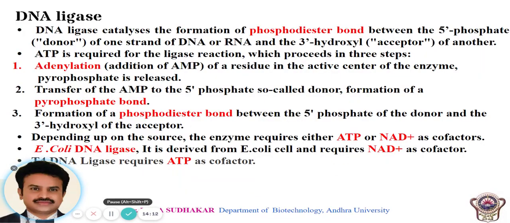The summary of DNA ligase. DNA ligase catalyzes the formation of a phosphodiester bond between the 5' phosphate of one strand of DNA or RNA and the 3' hydroxyl of another. ATP is required for the ligase reaction, which proceeds in three steps. One is adenylation, that is, addition of AMP to a residue in the active center of the enzyme.